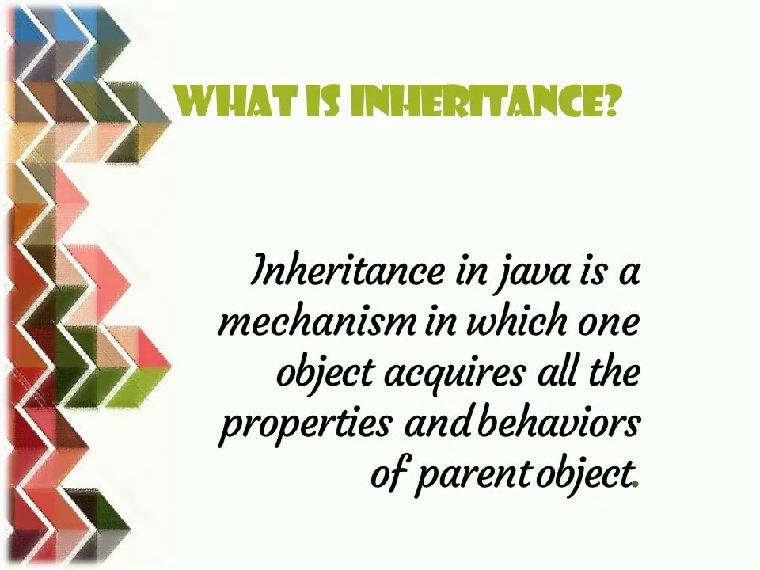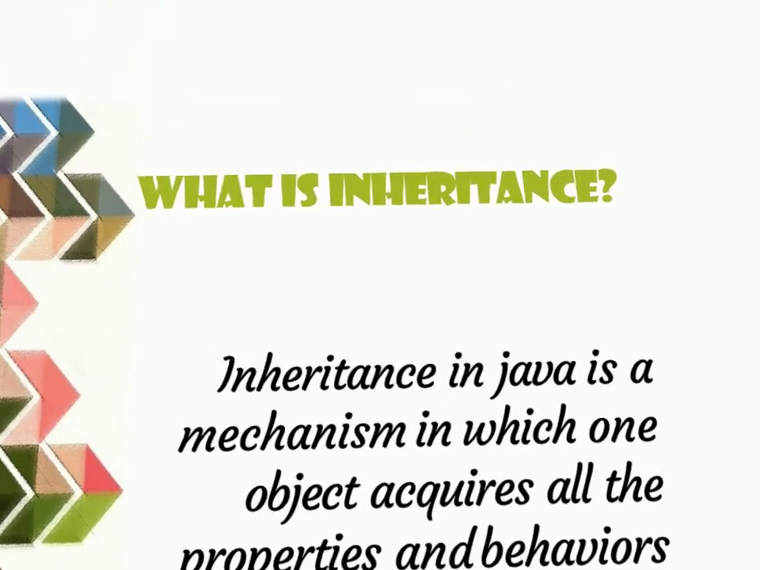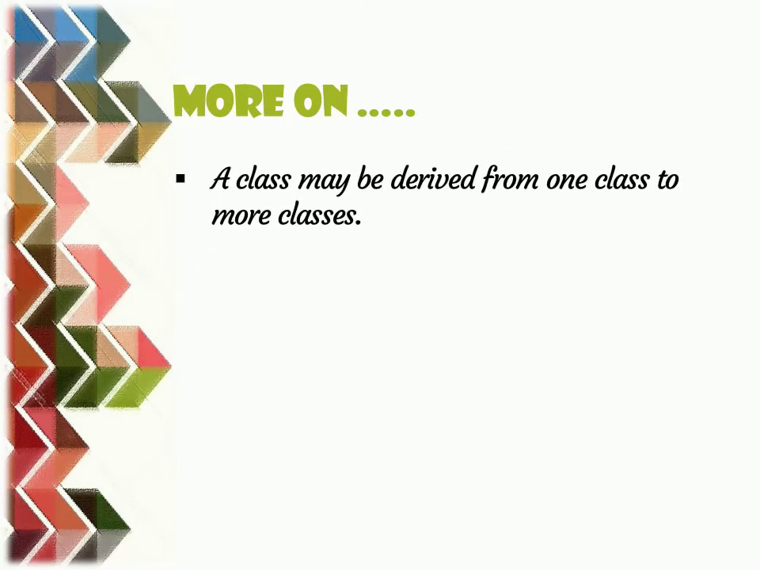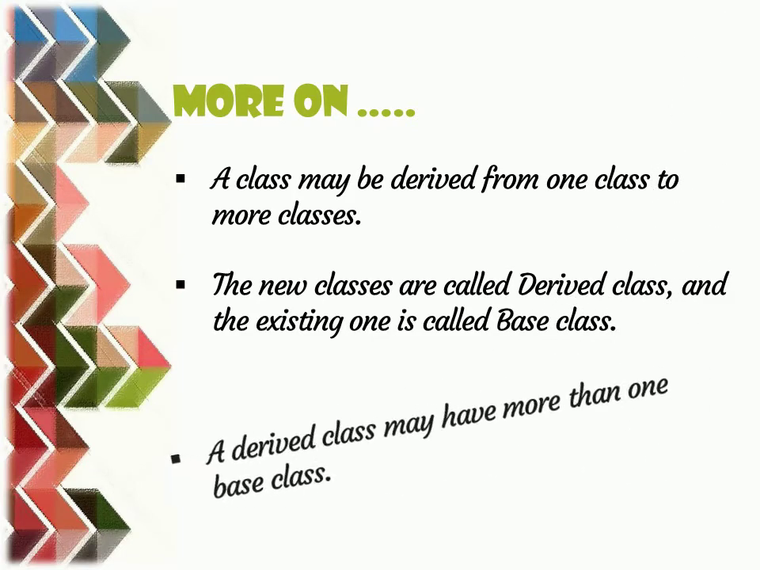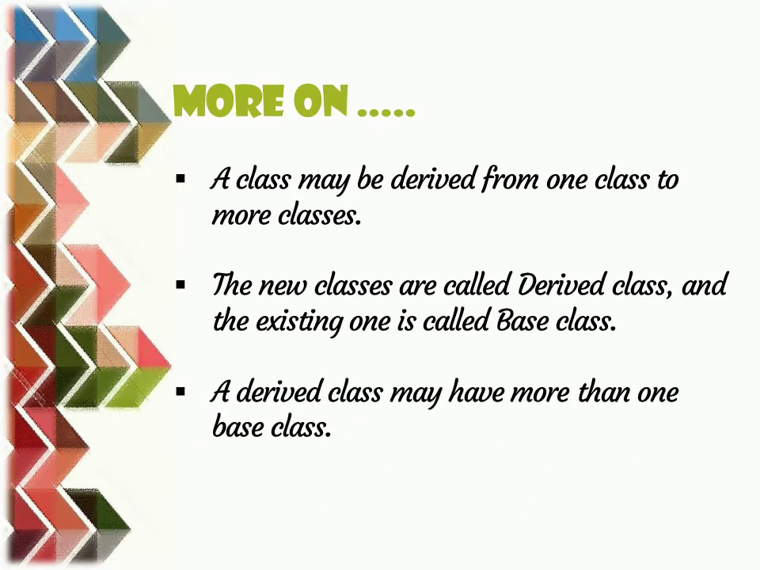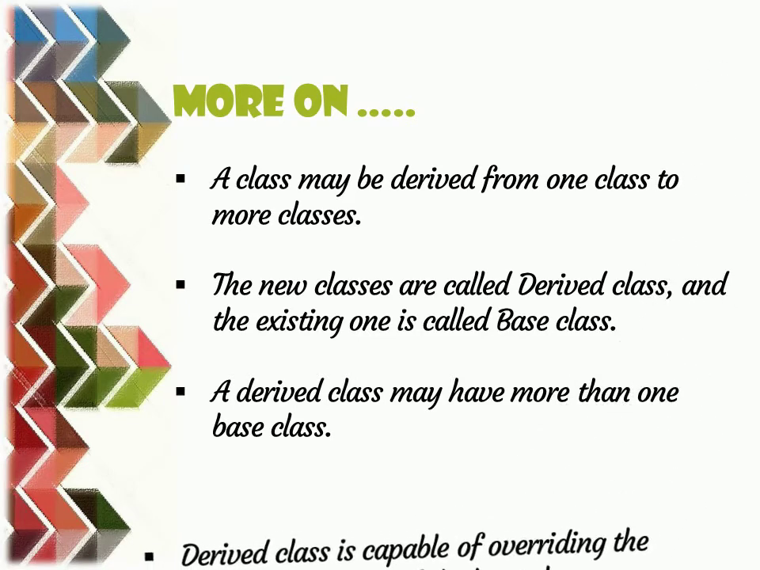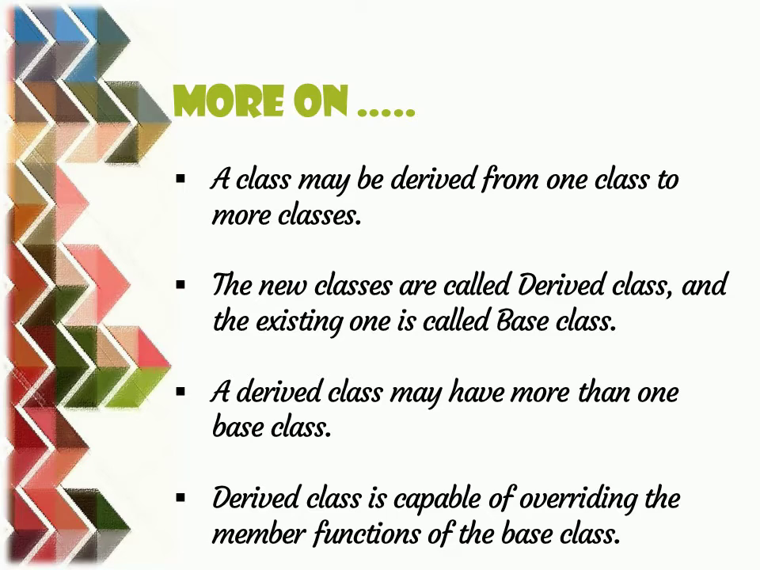Inheritance in Java is a mechanism in which one object acquires all the properties and the behavior of the parent class. We'll see more about inheritance. A class may be derived from one class to more classes. The new classes are called derived classes and the older one is a base class. A derived class may have more than one base class, and the derived class is capable of overriding the member function of the base class.